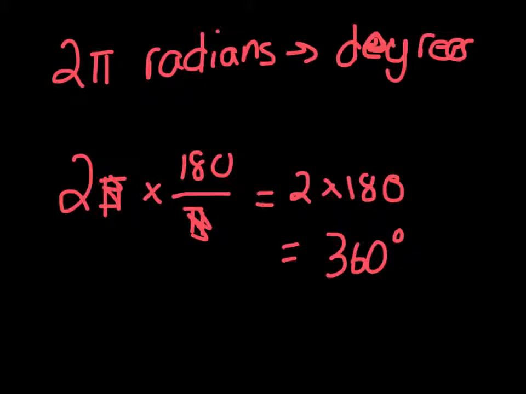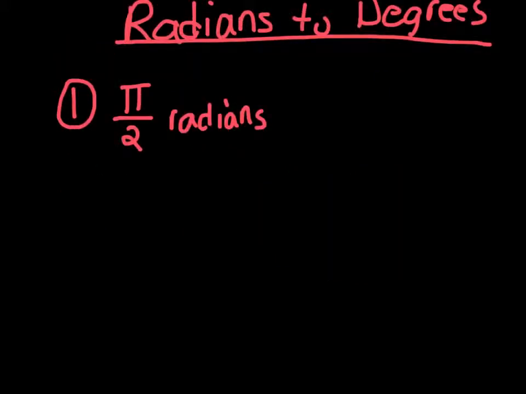Now, let's do a few practice problems. You can either pause the video on your own and do those, or you can watch me go through them. Let's get started. We have 3 problems that go from radians to degrees. So, we have pi over 2 radians, and we're converting to degrees.